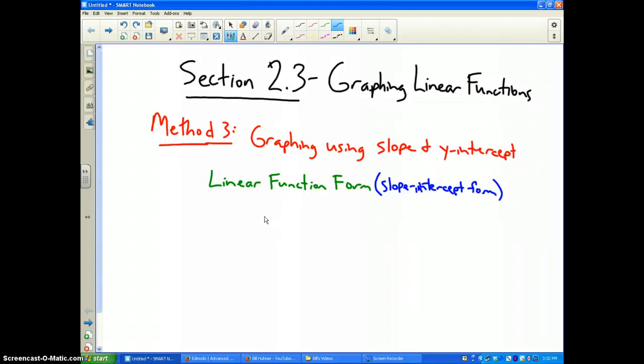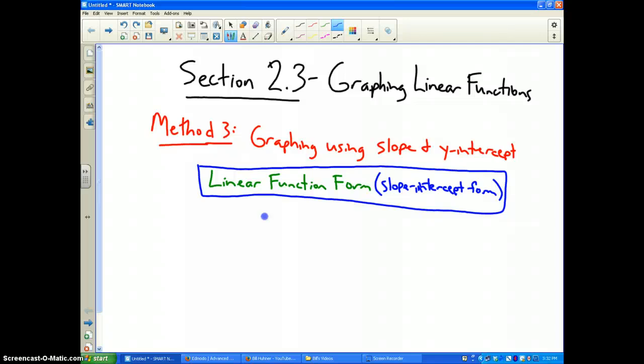Method number 3 for graphing linear functions, which I personally feel is the easiest way if your equation's in a nice form, is graphing using the slope and y-intercept. Now, let's make sure we take good notes and review something very important. Linear function form, which more commonly is called slope-intercept form, which is what the terminology will be on your tests and all standardized college entrance exams. Linear function form is y equals mx plus b.